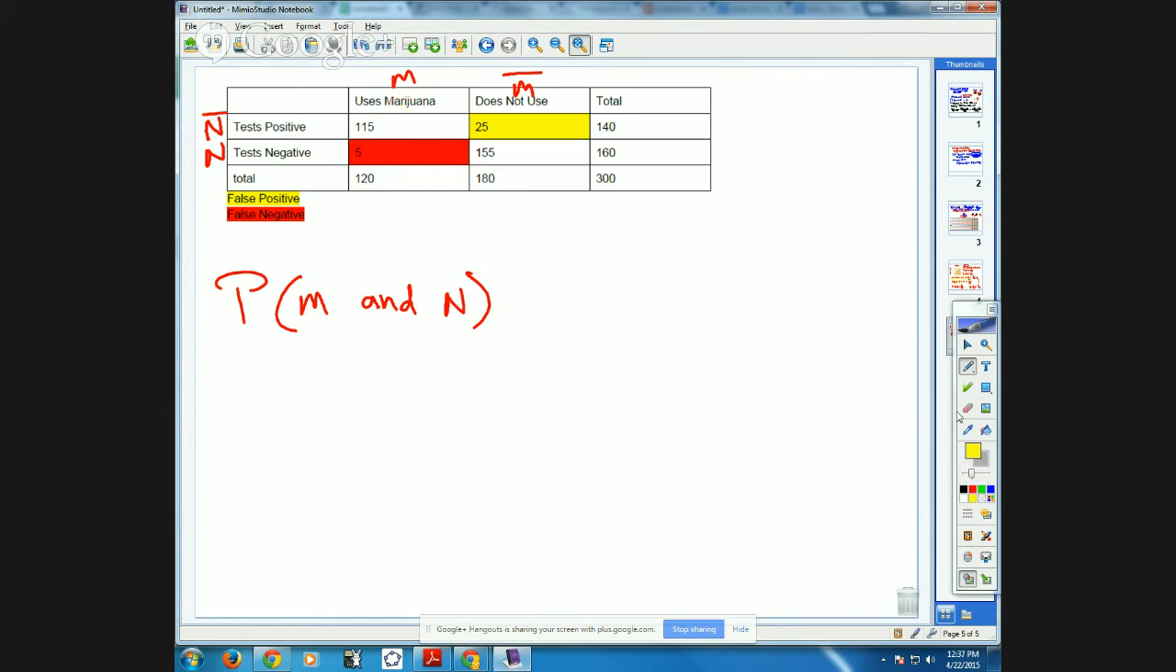And I wanted to use the highlighter. There we go, in this column. And I have our test negative in this column. And those guys meet right here at the 5. So then what I believe is that there are 5 individuals in this study who used marijuana and tested negative out of a total of 300 in the study.